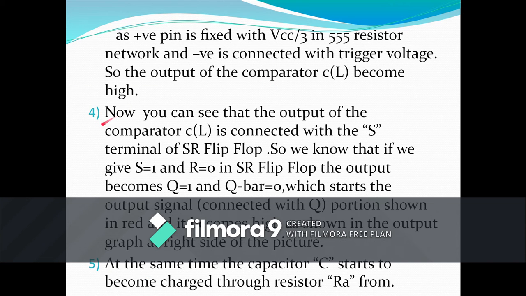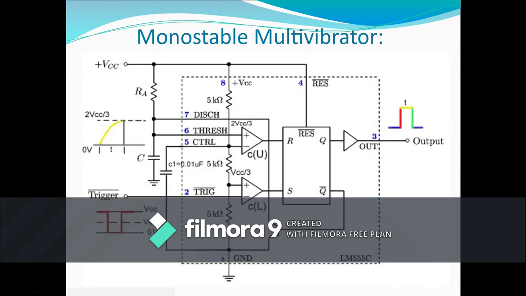So now when we go to the output, that is the lower comparator that is connected to the SR flip-flop, we know that when S is 1 and R is 0 in the SR flip-flop, the output becomes Q equal to 1 and Q bar equal to 0, which starts the output signal, that is the portion of the red becomes high in the shown output graph. Let me show you the thing.